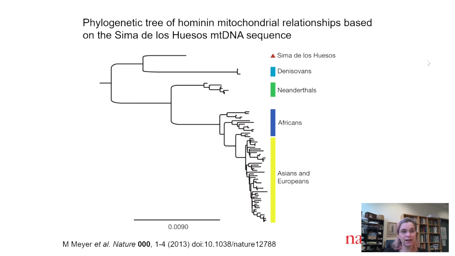So here's a phylogenetic tree of mitochondrial DNA relationships that include Sima de los Huesos, the Denisovan sequence, the Neanderthal sequences, and then living people. Whoa. So it's looking like quite a lot of variation there.